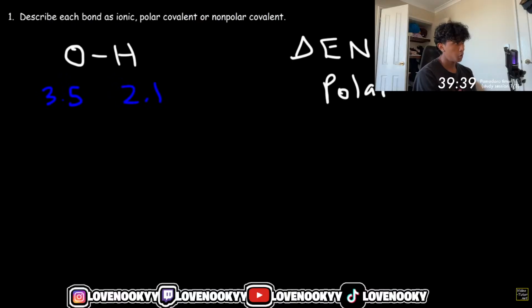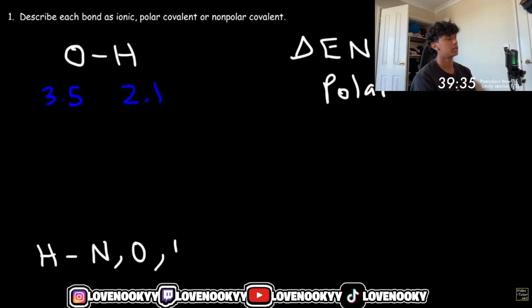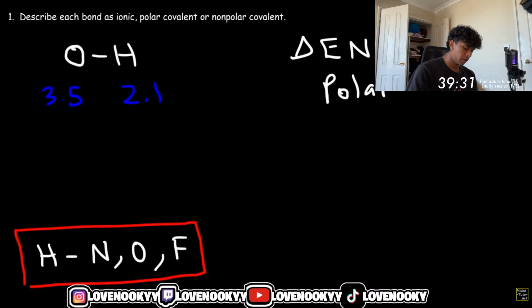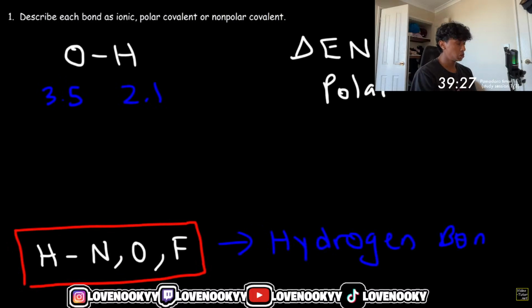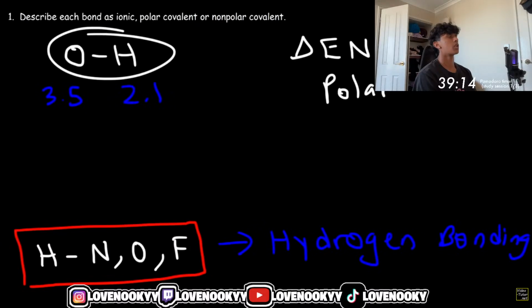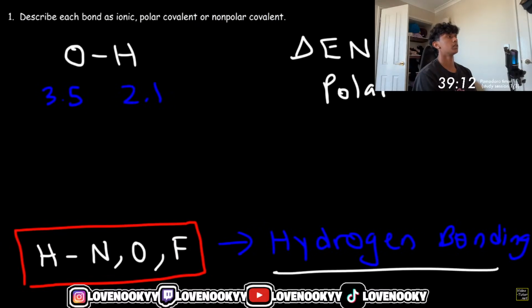Now, it's a special type of polar bond. Anytime you see hydrogen directly attached to nitrogen, oxygen, or fluorine, it's a special type of bond. Do you remember what it is? It's known as hydrogen bonding. These are very powerful intermolecular forces. Because of hydrogen bonding, water has a very high boiling point for its size. Most small molecules have low boiling points, but those with hydrogen bonds have relatively high boiling points. So we have a polar covalent bond with a special case of hydrogen bonding.